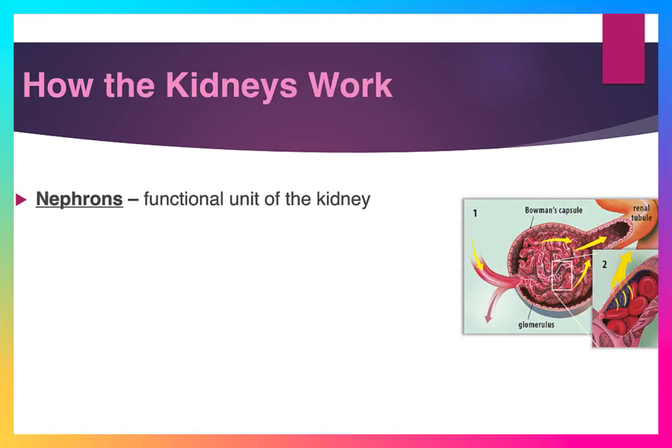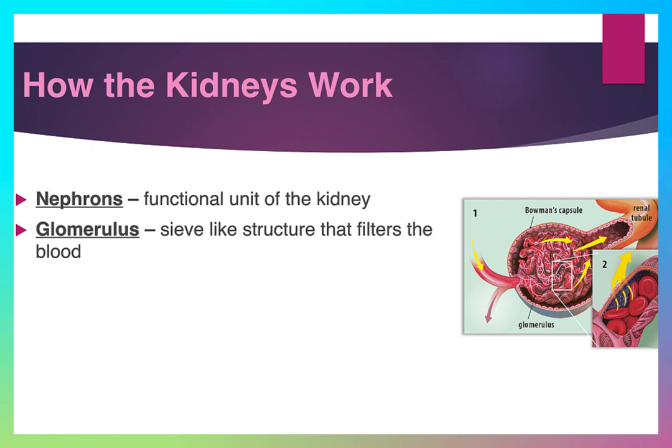How do the kidneys work? The functional unit of the kidney is called a nephron. And this is just part of a nephron right here. This is what's known as a glomerulus. This part right here is a glomerulus. And the glomerulus is sort of the business filtering part of the kidney.